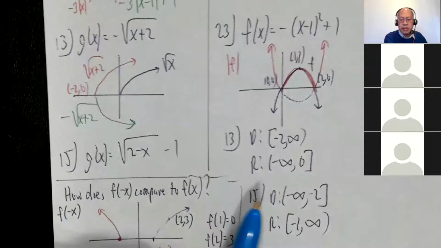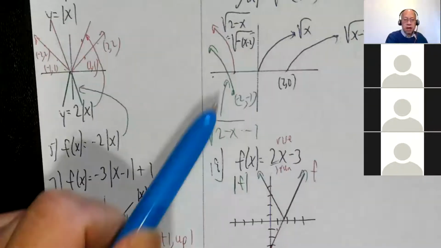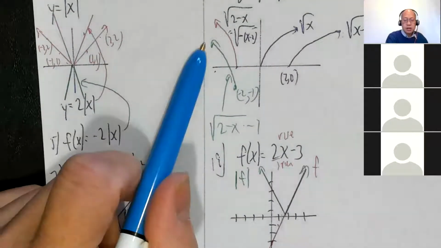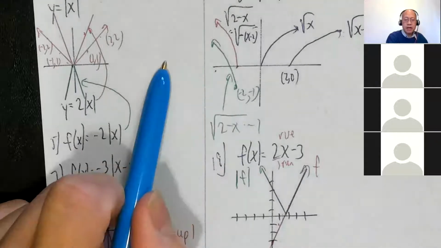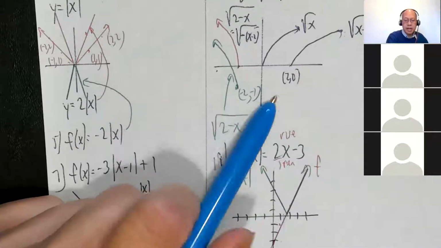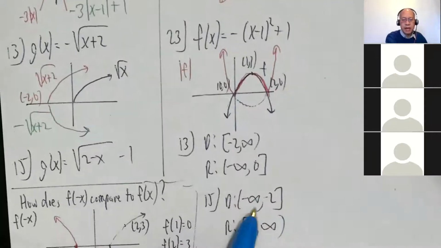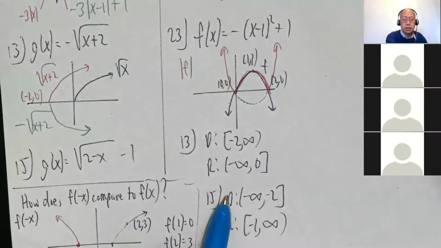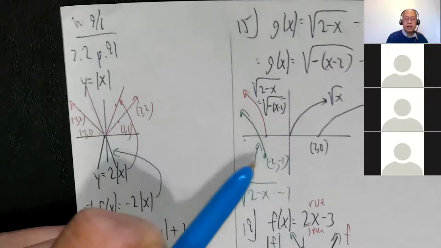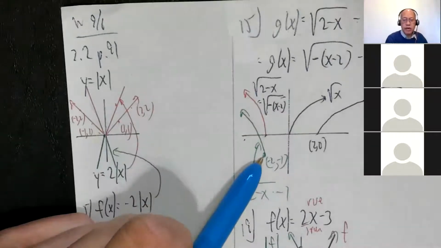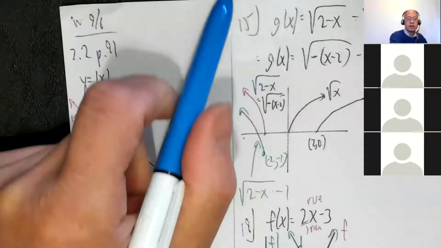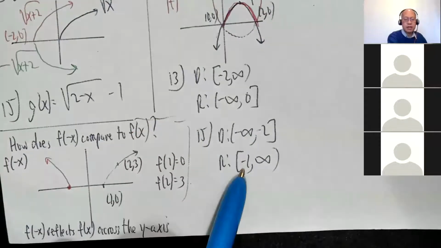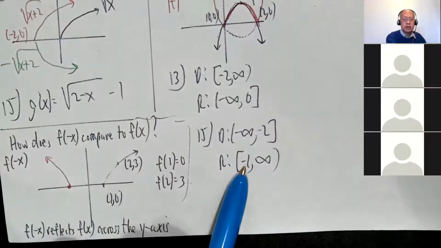And finally, domain and range of 15. So the graph was like this. So I can go negative infinity up to negative 2, but nothing beyond negative 2, including negative 2. So parenthesis negative infinity comma negative 2 bracket is a domain. And what's my range? See, I start at negative 1, include negative 1, and I go as high as I want. So bracket negative 1 infinity. Right? So domain and range of 13, domain and range of 15.